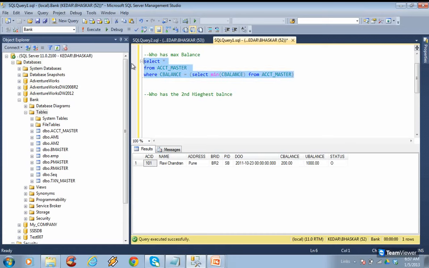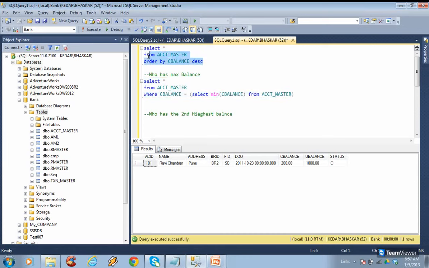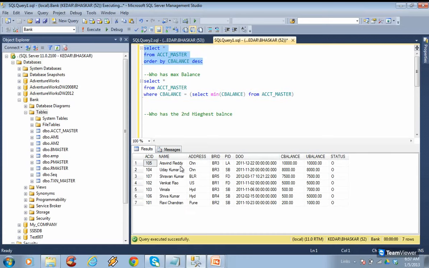Now we have only Ravichandran, but who is having the second highest balance? Second highest balance is now Uday Kumar. I have sorted the data. Do you have any clue? Venkat is saying not equals to. What is not equals to? There is a small trick you can use. The trick is like this.